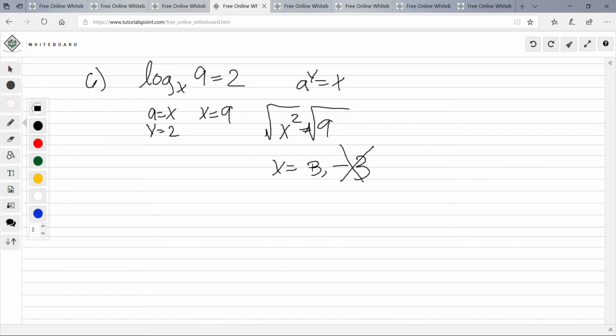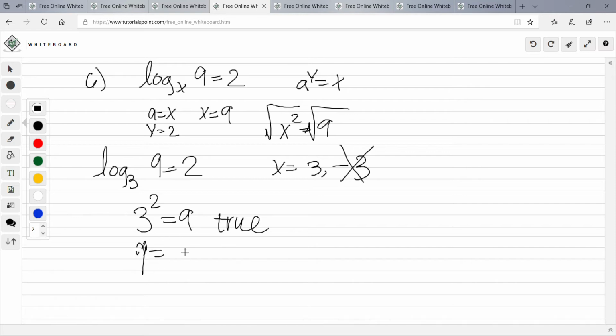Let's check if 3 works. I'm going to plug in 3 for x. So log base 3 of 9 equals 2. Is this true? 3 squared equals 9. Definitely true, right? 3 squared is 9. 9 equals 9. So our answer is x equals 3.